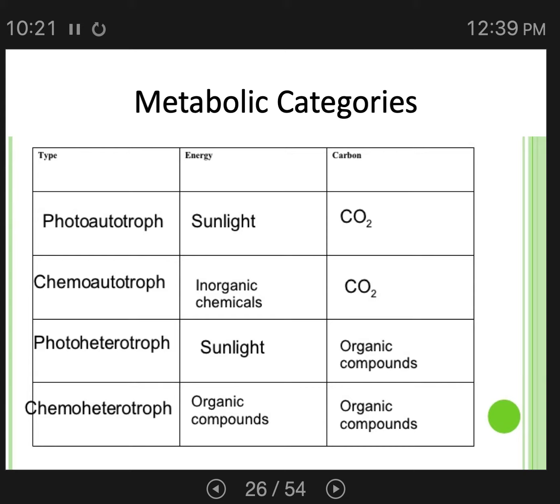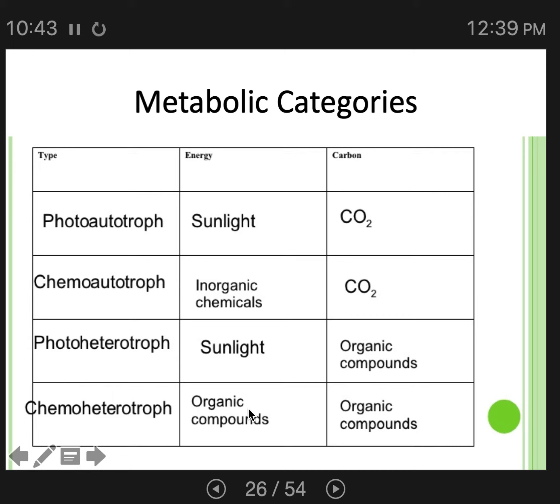Well, if they're inside your body, are they going to be using sunlight? No, because not a lot of sun makes it into your body. So they're not going to be phototrophs, they're going to be chemotrophs, which means they're getting their energy from inorganic or organic chemicals. So they're getting their energy from molecules that are found inside your body.